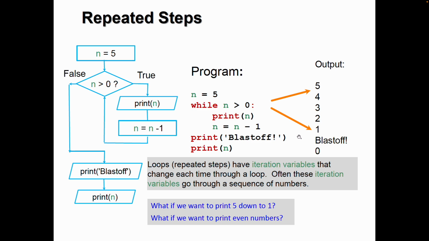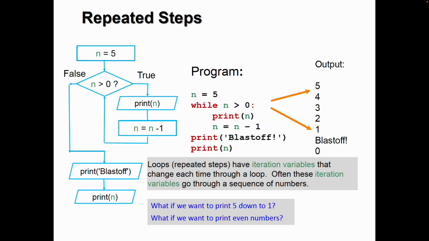Once we print 1 and reduce it to 0, and then we check again, the condition is now false. So we shouldn't run those statements; we skip them. In that sense, after the loop we print "blast off", and then we print n. In this case, it is now the value 0.